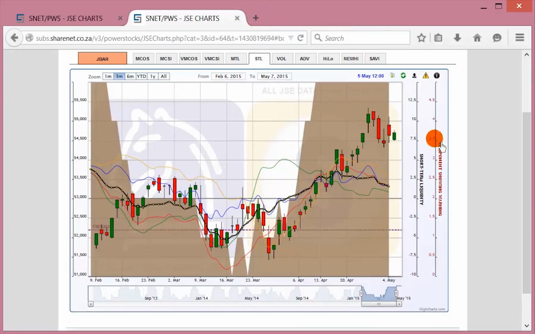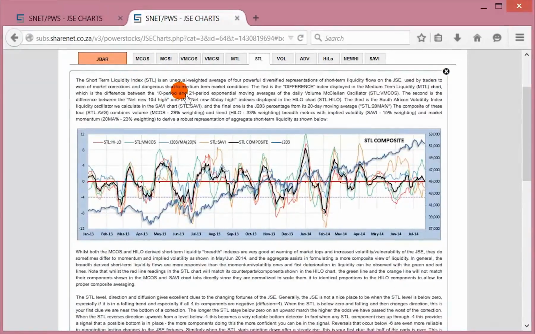So that is the short-term liquidity index. Again, if you want a quick brief overview, you click this instructions button. It explains what this liquidity index is: an unequal weighted average of 4 powerful diversified representations of short-term liquidity flows on the JSE. Sounds like a mouthful, but at the end of the day, it's an index, and when it's above naught, the JSE is safe. When it's below naught, the JSE is not safe, as in this beautiful example here. Wouldn't it have been nice to know a few days or even weeks before the JSE crashed that it was going to crash? Well, that's what this index does for you.